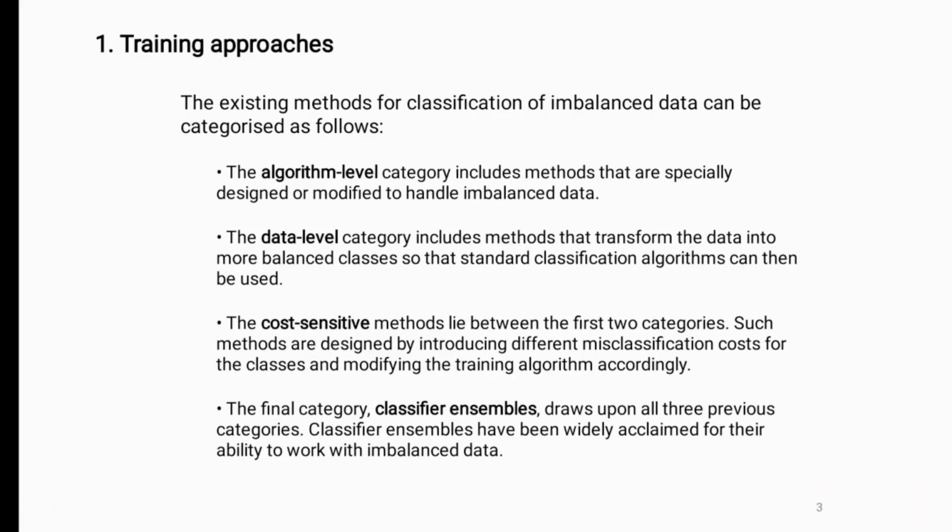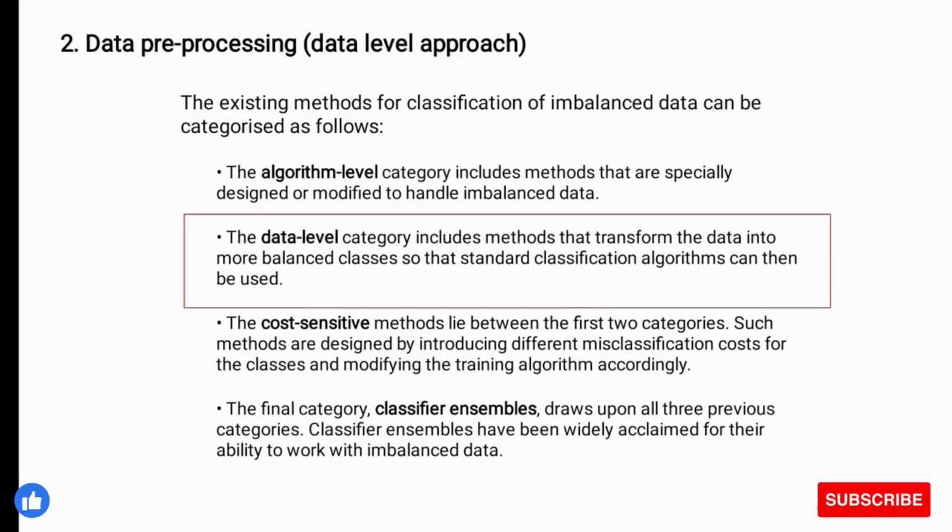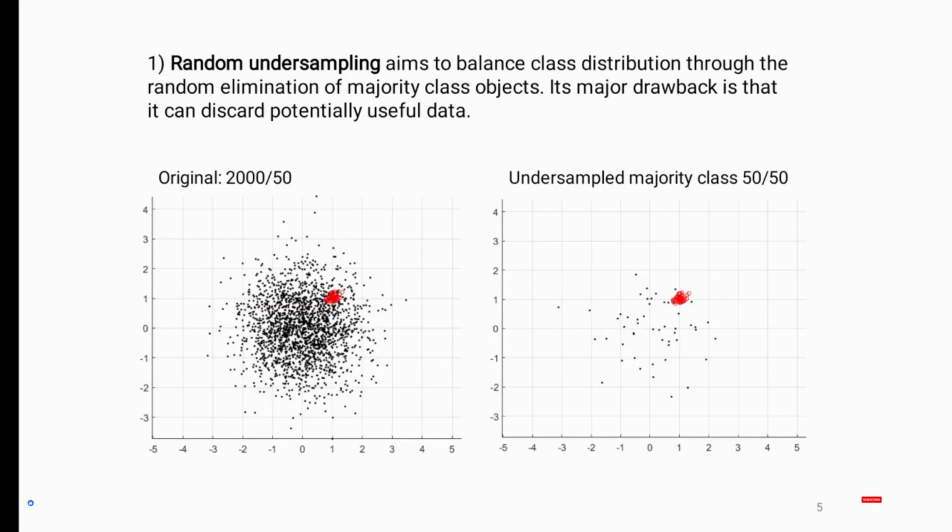Now, let's focus on the data level approach. What could we do in order to take a fundamentally imbalanced problem and make it balanced? Well, there's various different things that we could do. The first one, and one of the easiest to understand, is something called random undersampling.